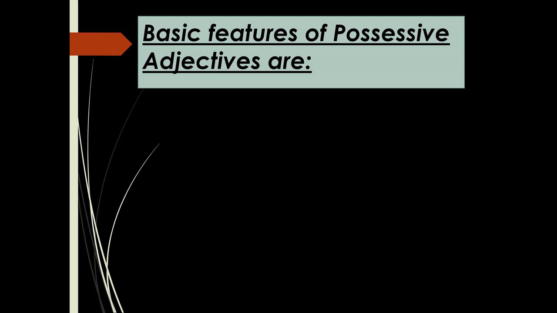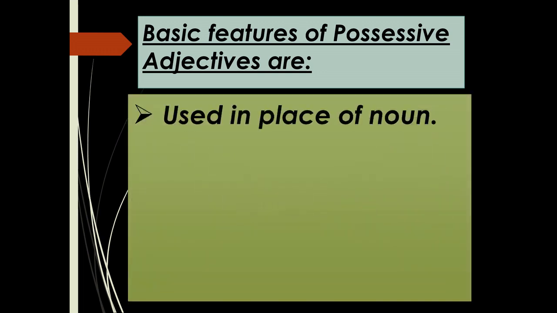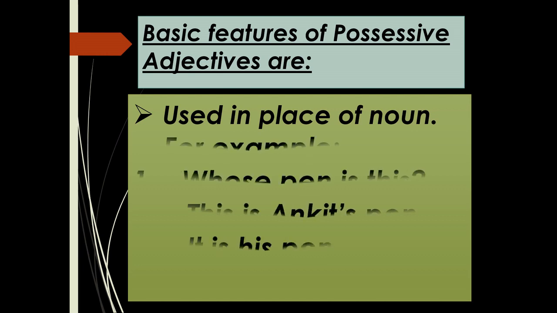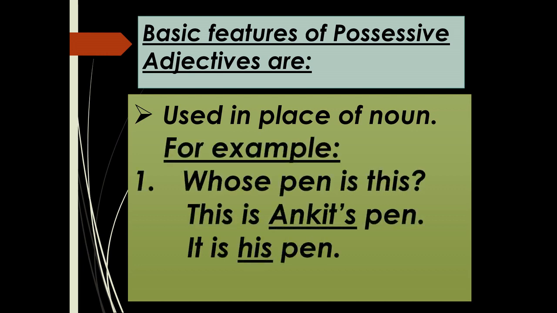Basic features of possessive adjectives are: it is used in place of noun. For example, whose pen is this? Suppose this pen belongs to Ankit, then your answer will be, this is Ankit's pen. Suppose Ankit is standing with you, then your answer will be, it is his pen. Here, his is used in place of Ankit and Ankit is here noun.